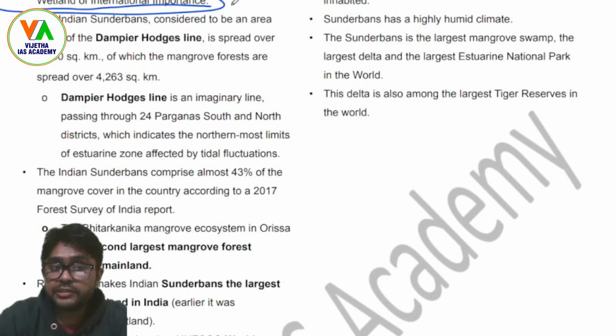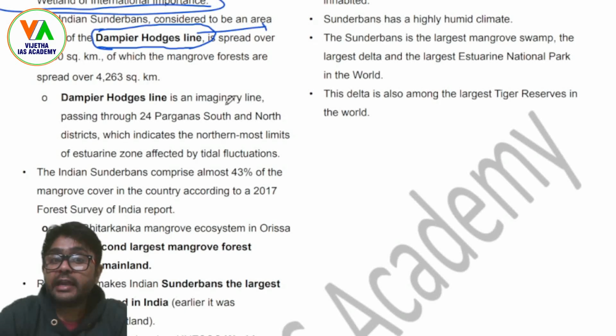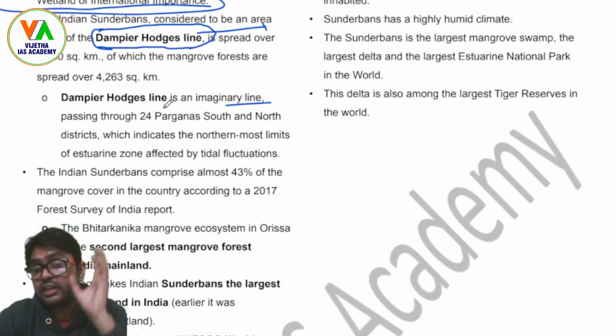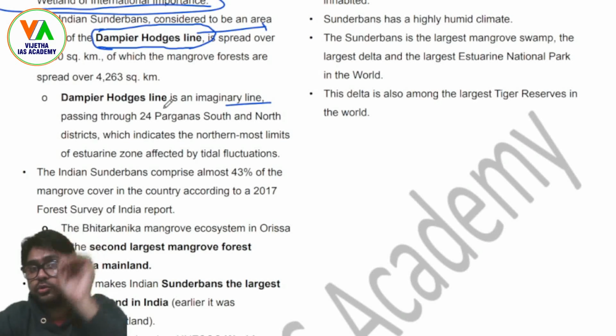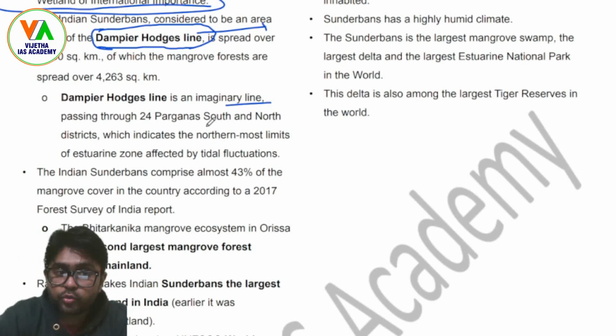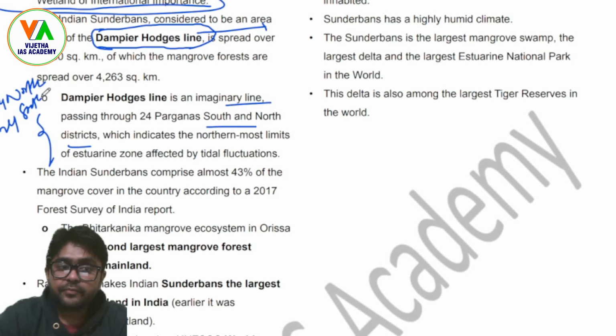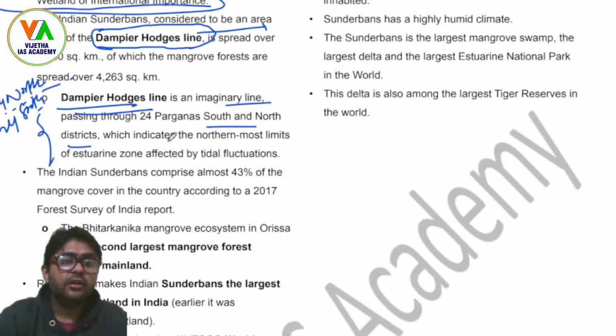The Indian Sundarbans is considered to be an area south of the Dampier-Hodges line, very important. Within this context, the Dampier-Hodges line is an imaginary line passing through the 24 Parganas, south and north. You must be knowing that there are two districts in Bengal, 24 North and 24 South Parganas. So the imaginary line which crosses these two districts is known as the Dampier-Hodges line, right? And it is spread over 9,630 square kilometers, right?